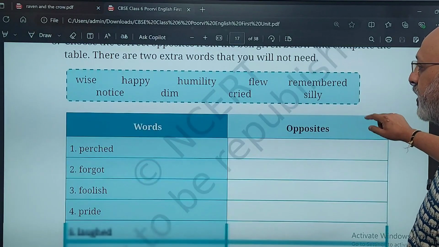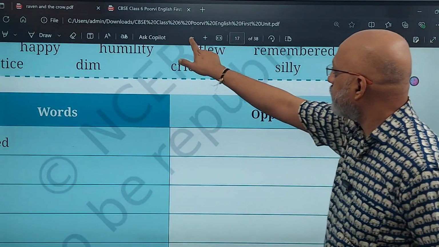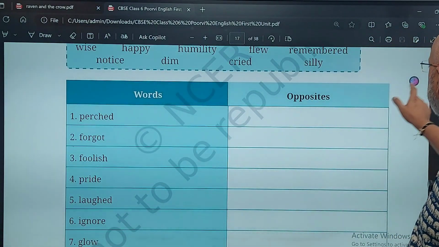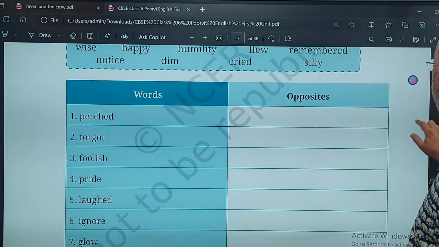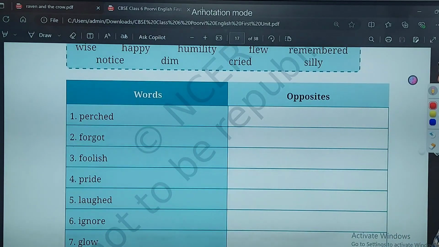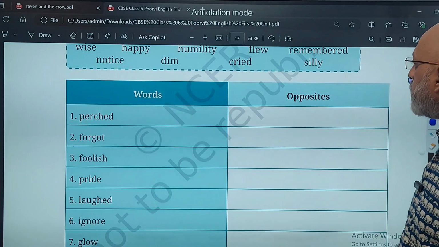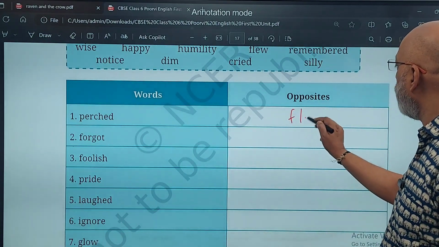This is again very easy. Perched. Perched का opposite. You have to say the opposite of this. So perched का opposite is flew.